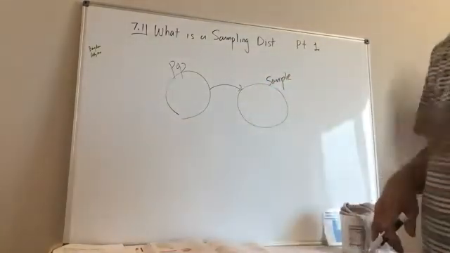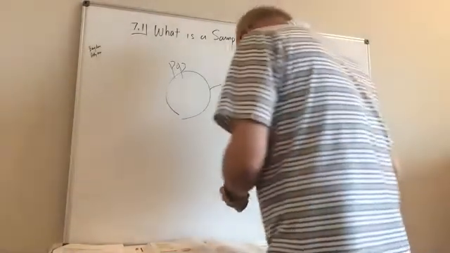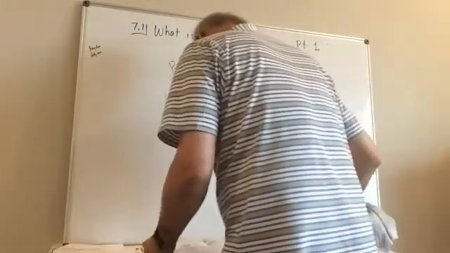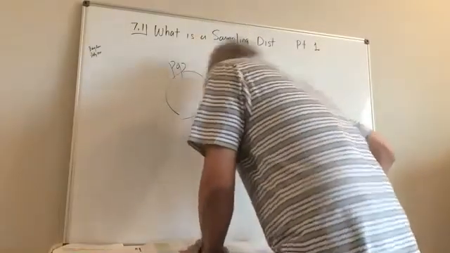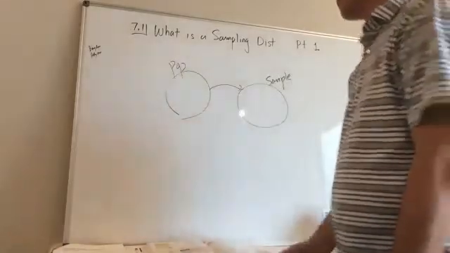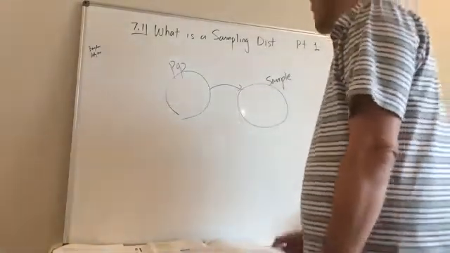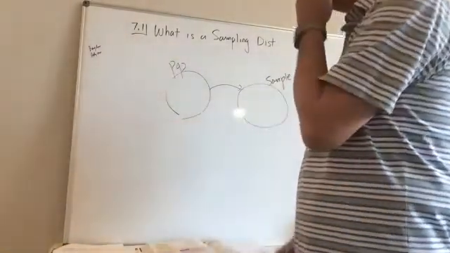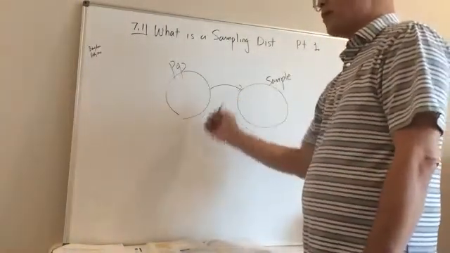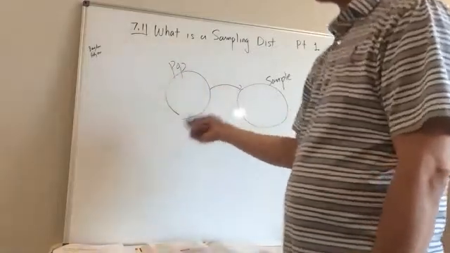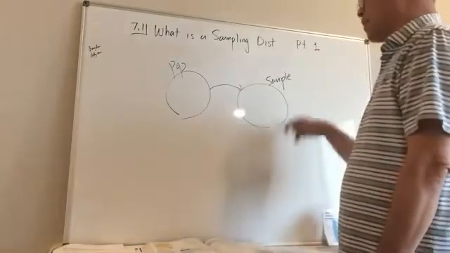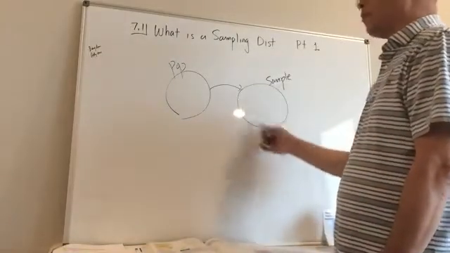Okay. So you have here what is called a statistic and a parameter. If you go to page 442, it tells you what a statistic is and what a parameter is. A parameter has to do with the population. It's a characteristic of the population. And then the statistic is with the sample.